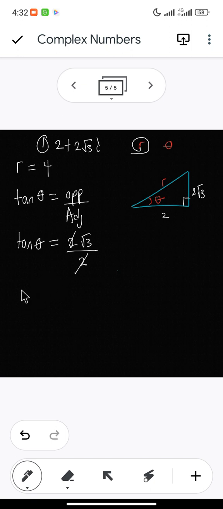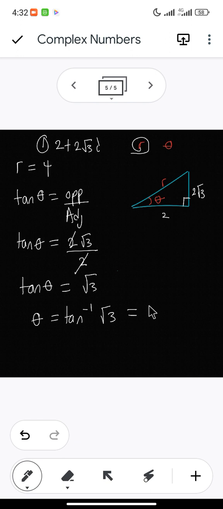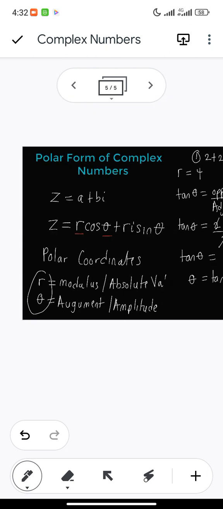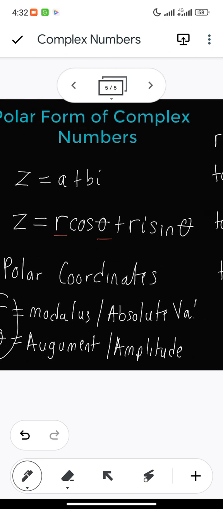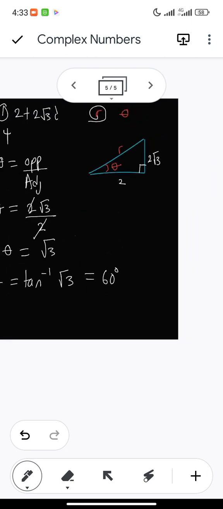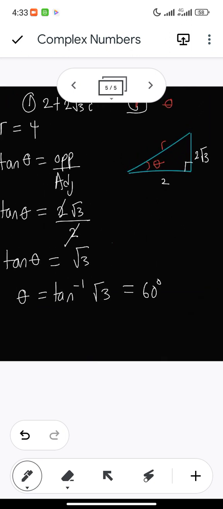So you can see that tan theta gives you the square root of 3. So theta is going to be the tan inverse of square root of 3. And this gives you 60 degrees. This is a special angle. So at the end of the day, what you have to do is remember your formula for polar form of complex numbers. So you're just going to plug in your values of theta and r.